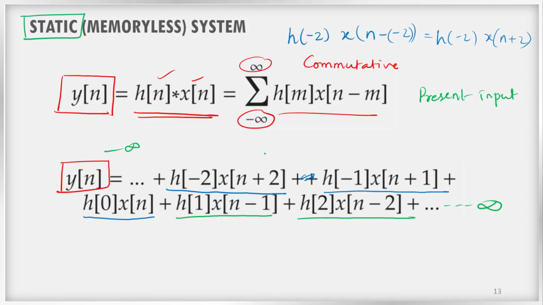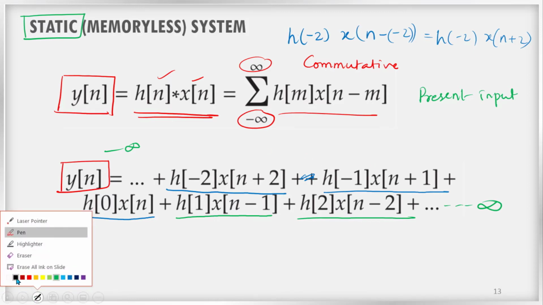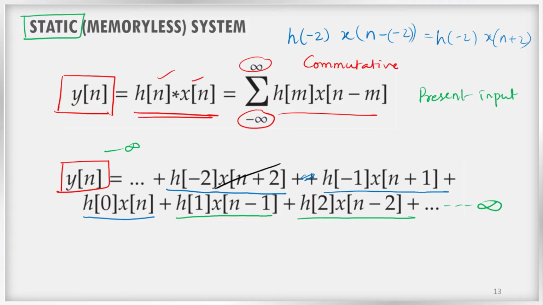But if you look into this equation, you can clearly see that this is x of n plus 2, which is a future input. This is x of n plus 1, this is a future input. This is x of n minus 1, this is a past input. This is x of n minus 2, this is also a past input. So there are past inputs and future inputs present in these particular terms.